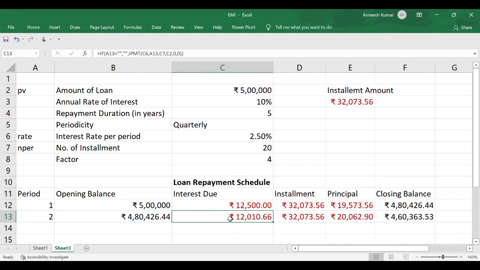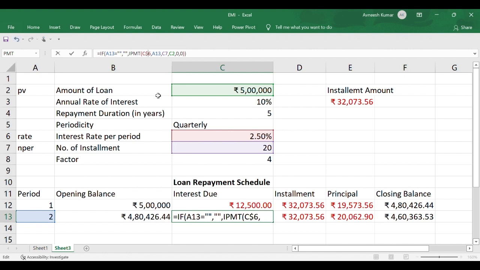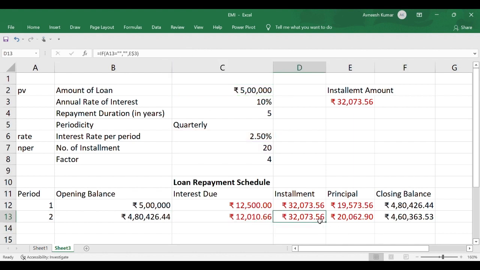For IPMT calculation, interest payment, we need to enter some dollar signs. So C6, the rate should be referred to the same cell, so we put a dollar here. A13 periods should change, nper should not change, so that cell is fixed, and PV should not change, so we put dollar. For installment calculation, we have already given a dollar here.